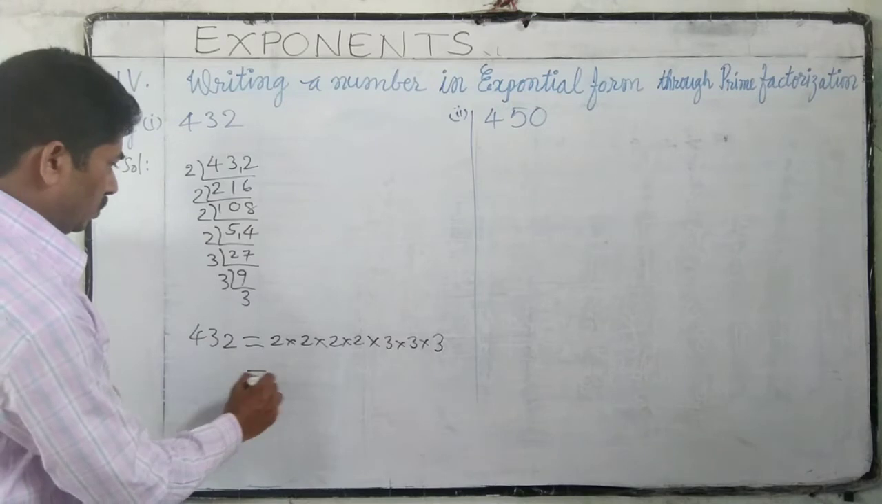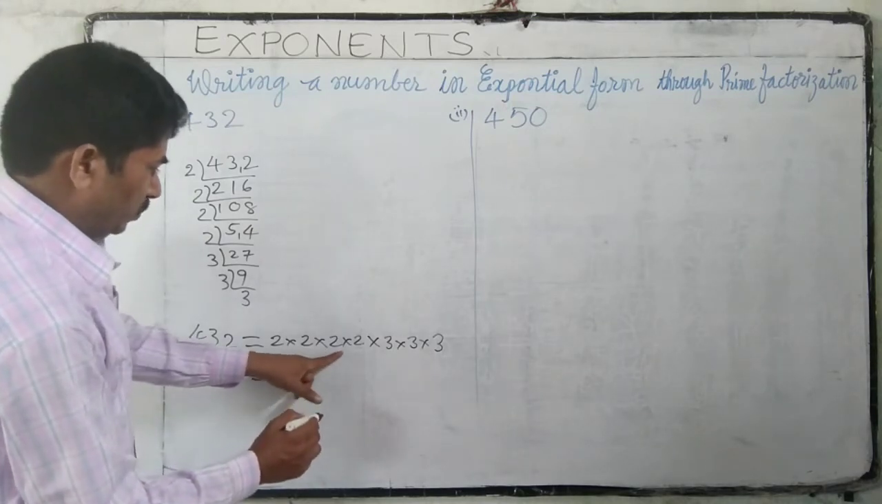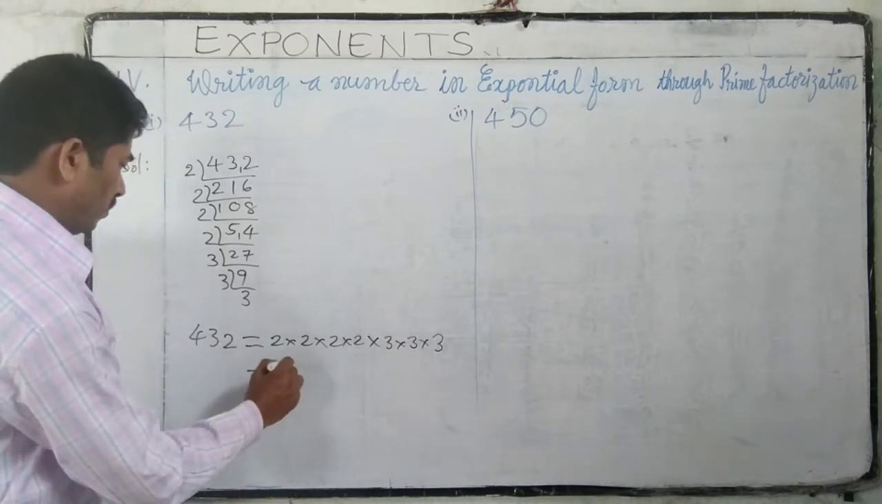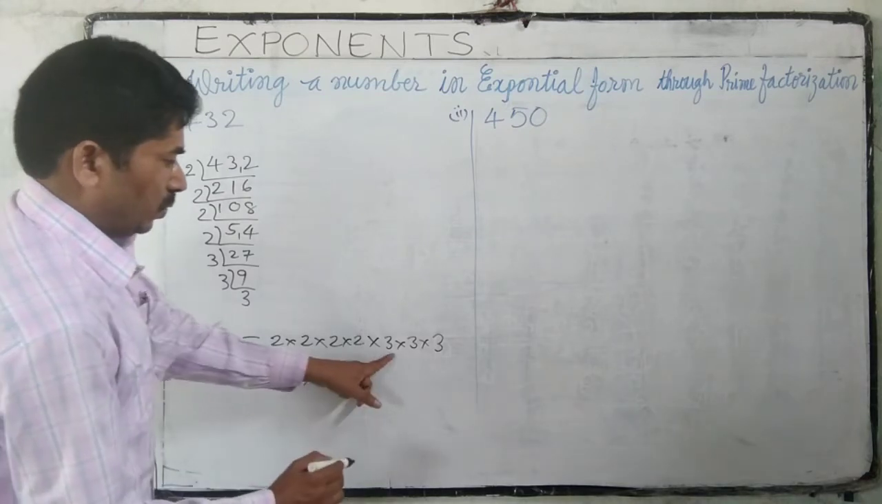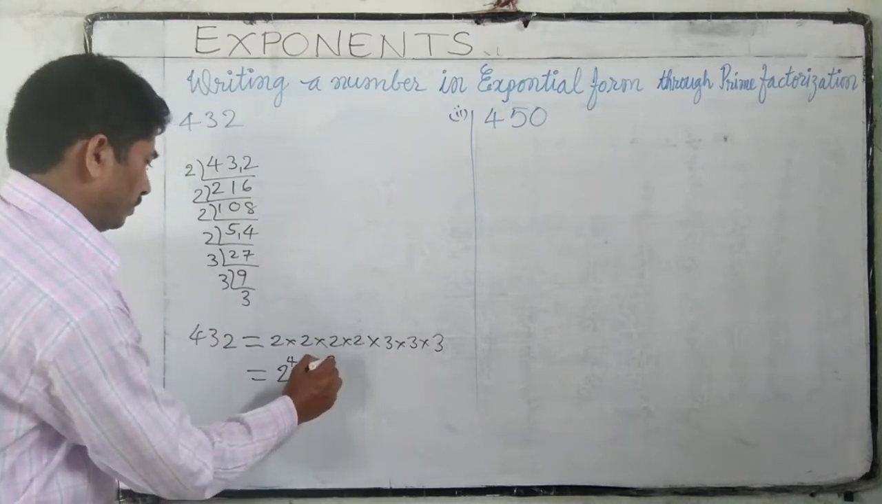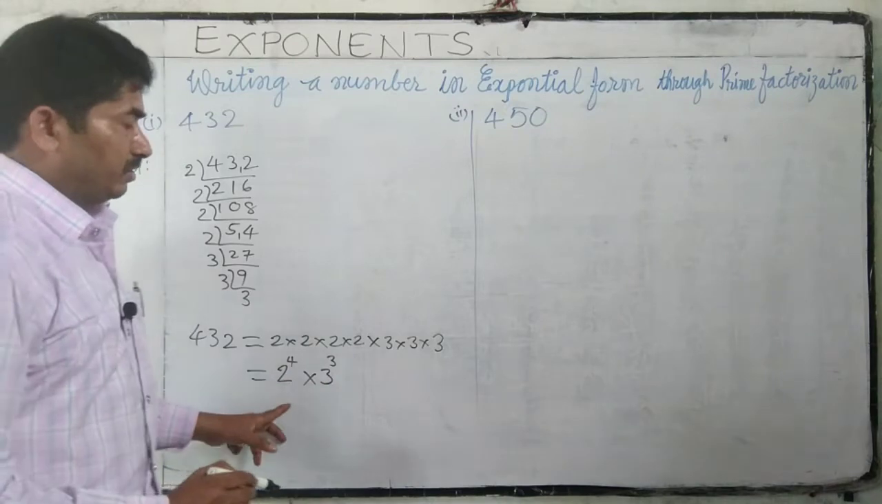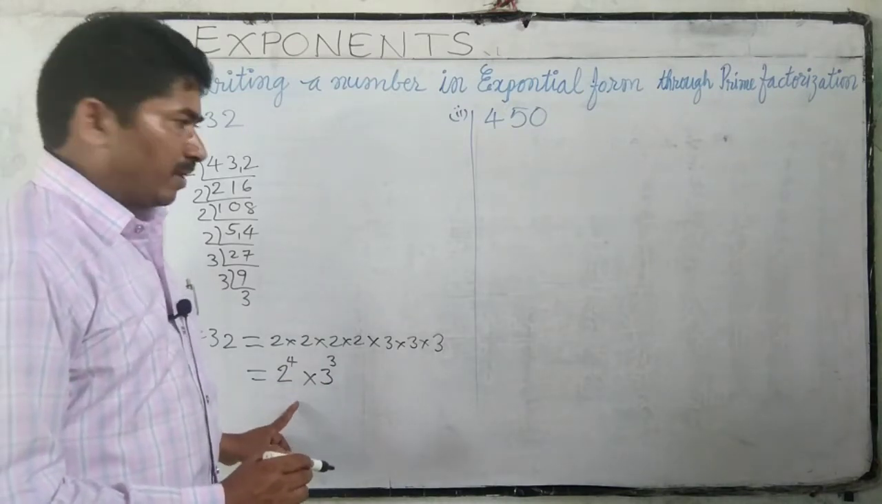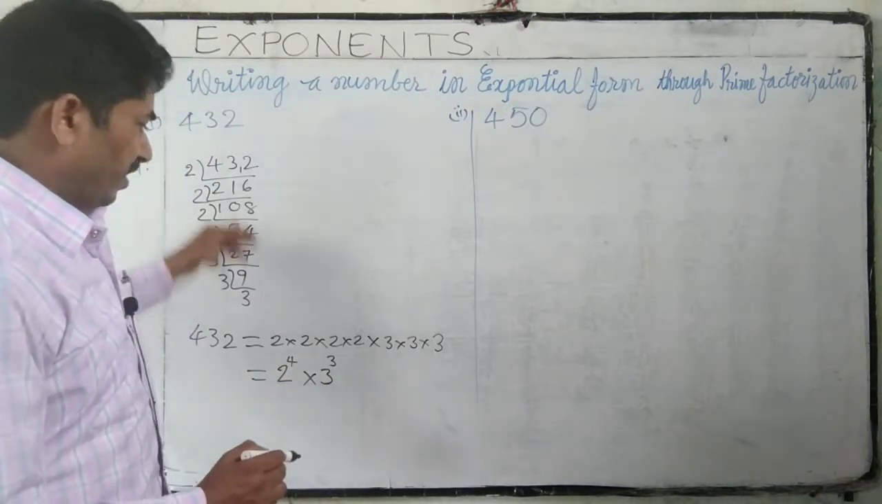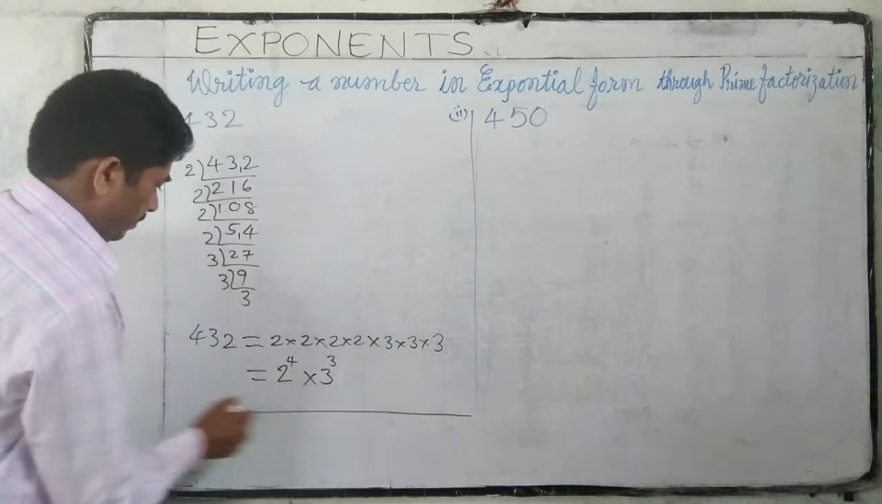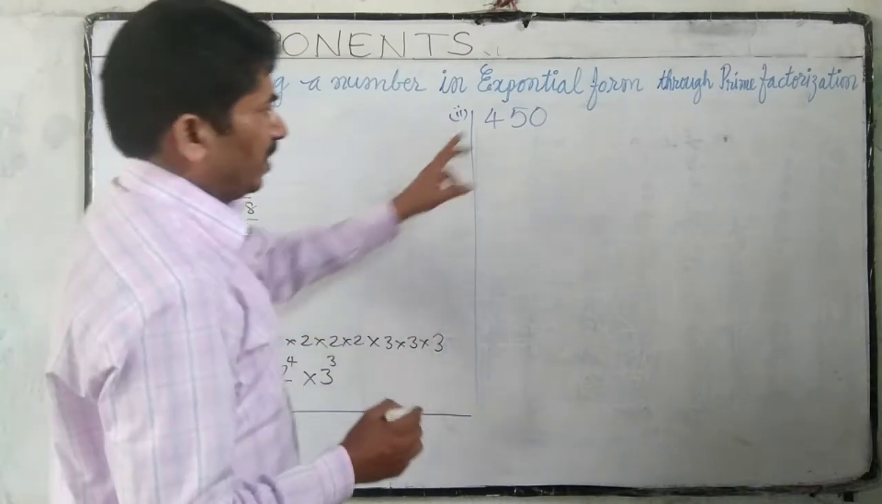So how many 2s? 1, 2, 3, 4. 2 to the power of 4 into 3 cube. So this is the exponential form using the prime factorization method. Next, one more problem here.